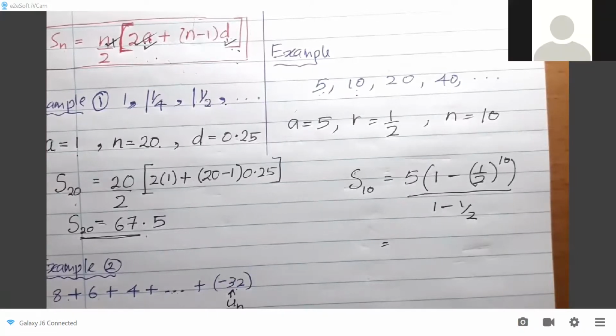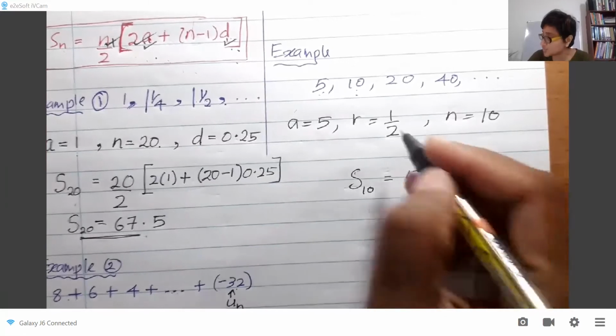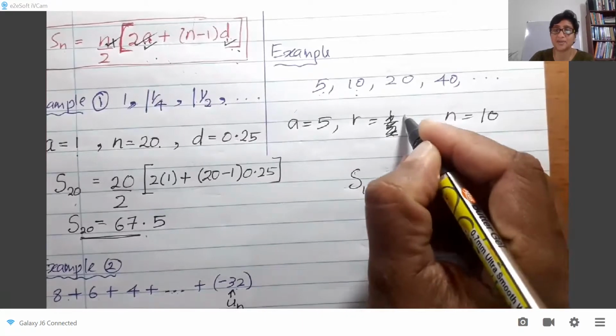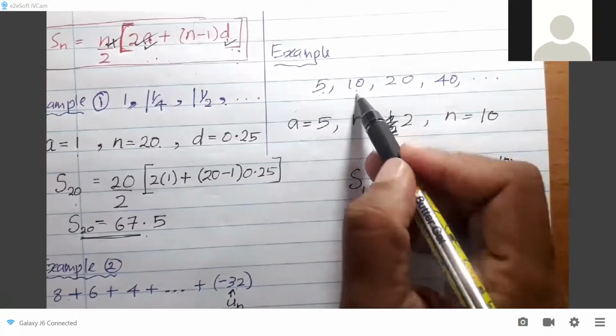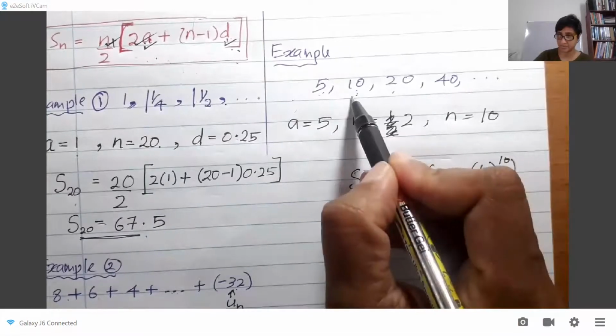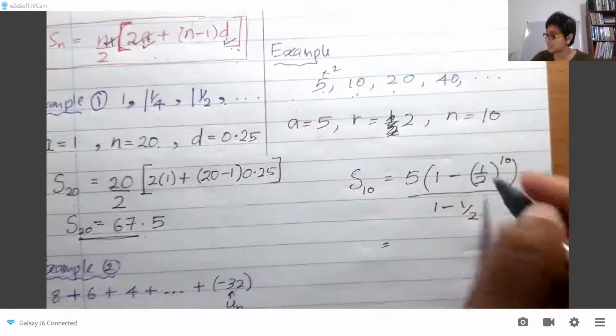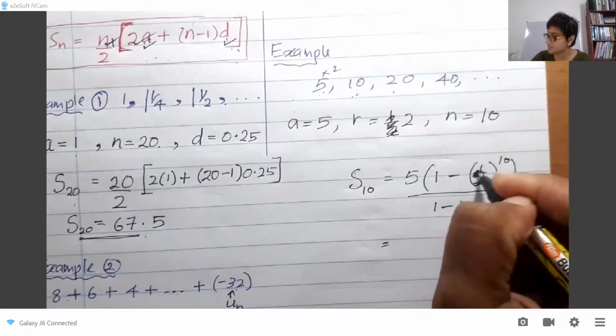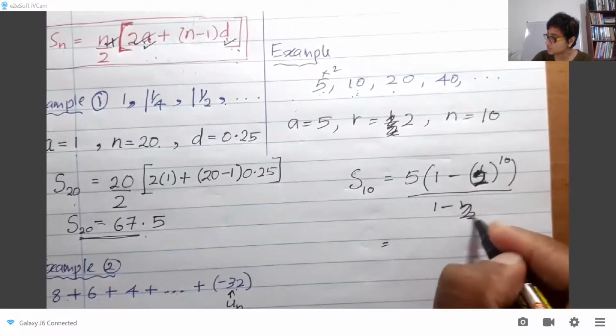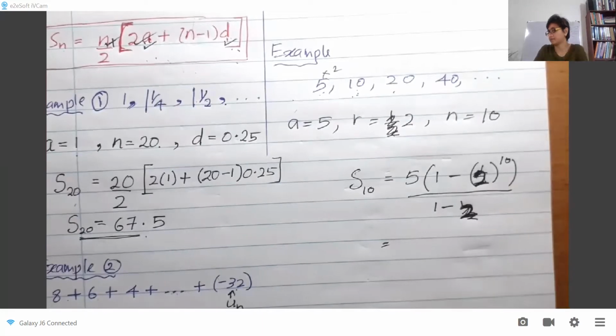Teacher, yes, Akitni? Isn't R supposed to be small? Oh, I'm sorry, R is 2. Thank you, Akitni. R is 2, 10 divided by 5, any term divided by the previous. These are being multiplied by 2, my mistake. It's 2. So 1 minus 2, and 2 to the power of 10. You're going to get a big answer.